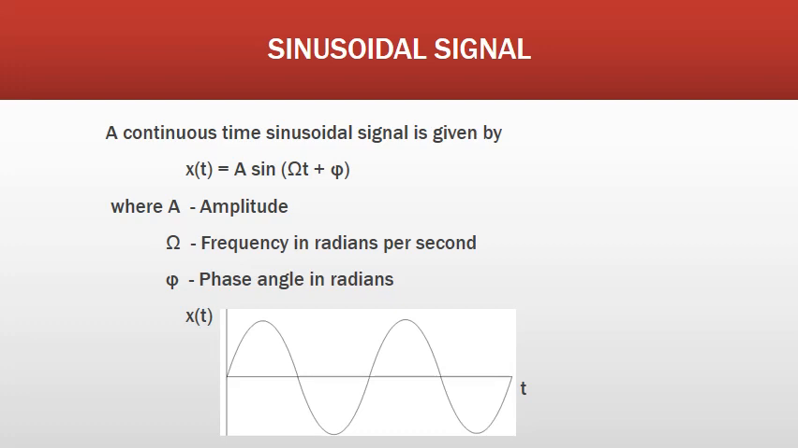Continuous time sinusoidal signal. A continuous time sinusoidal signal is given by x of t is equal to a sine omega t plus phi, where a is the amplitude, omega is the frequency in radians per second, and phi is the phase angle in radians. The figure shows the waveform of a sinusoidal signal. For unit sinusoidal signal, the value of a is equal to 1.